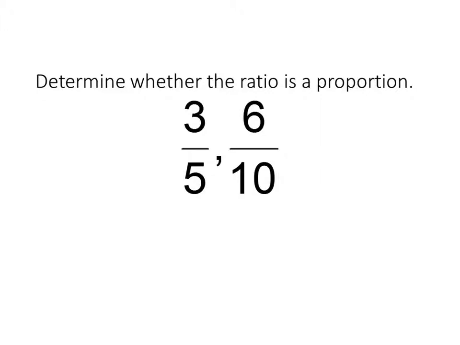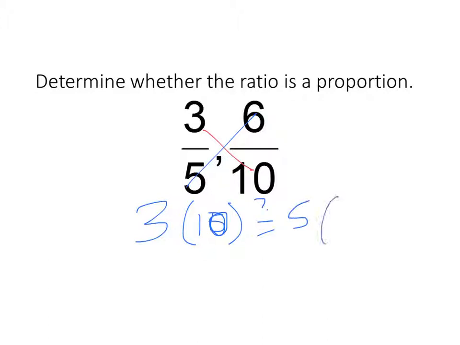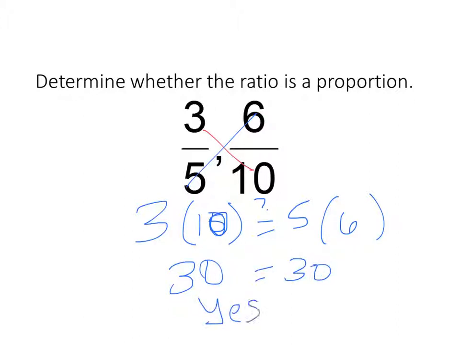3/5 and 6/10. So we're going to cross multiply 3 times 10, and then we're going to multiply 5 times 6. Does 3 times 10 equal 5 times 6? 3 times 10 is 30. 5 times 6 is 30. So yes, it's proportional.